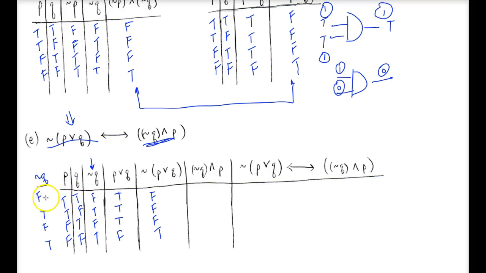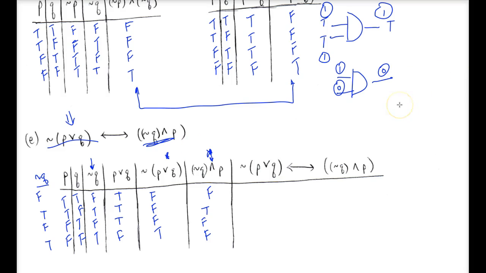Now when we look at this, false and true is going to be false. True and true is going to be true. False, false is going to be false. And true, false is going to be false. Now that we have everything that we need, we take these two columns and we're going to do the biconditional statement.